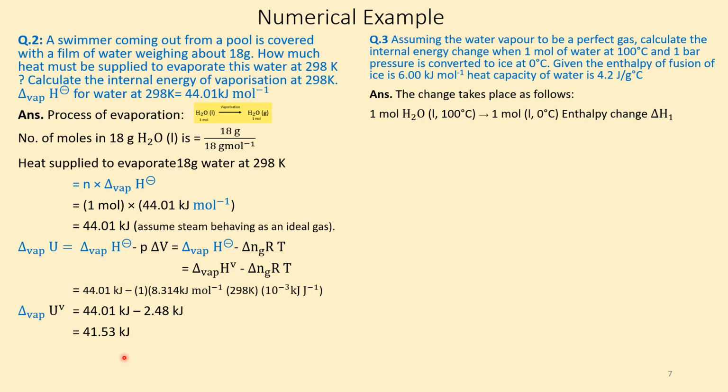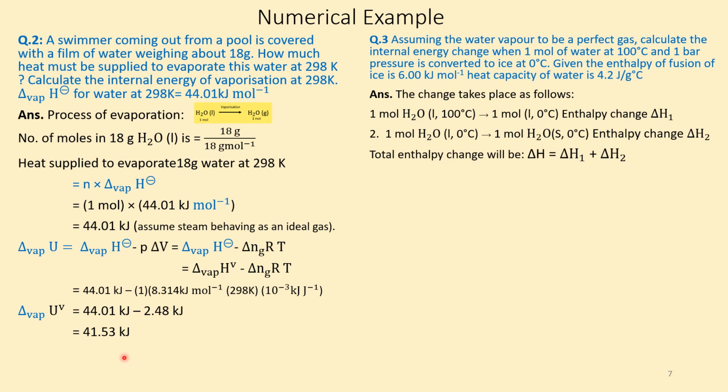Let the change of enthalpy be delta H1. Then 1 mole of water at 0 degrees centigrade in liquid form becomes 1 mole of H2O solid at 0 degrees centigrade. That is, the water at 0 degrees centigrade is becoming ice. Let it be delta H2. The total enthalpy change will be delta H equals delta H1 plus delta H2. Delta H1 is equal to mass into specific heat into change in temperature. So delta H1 is equal to minus 18 into 4.2 into the change in temperature, which is 100 degrees Celsius.